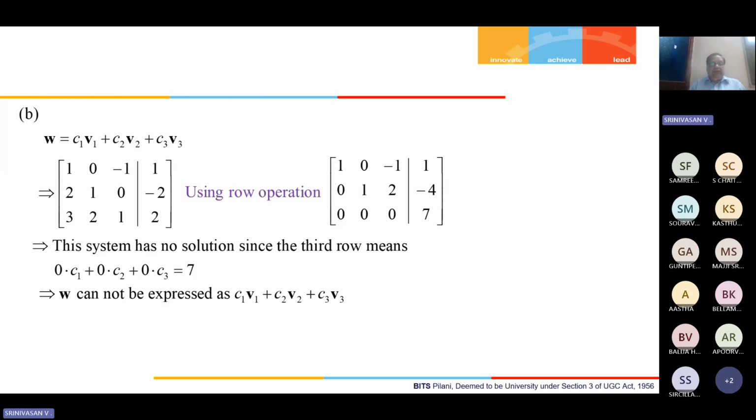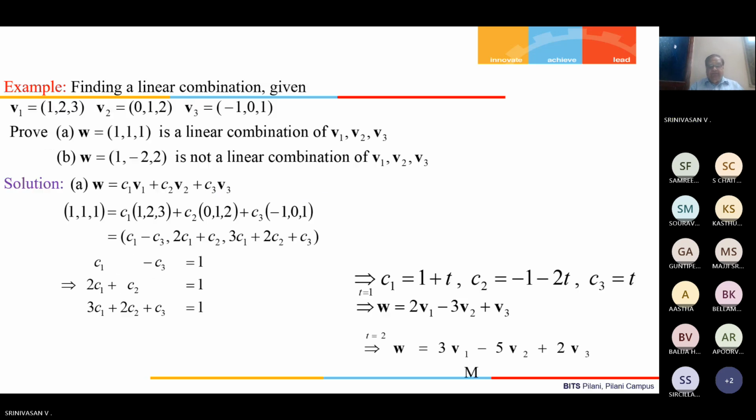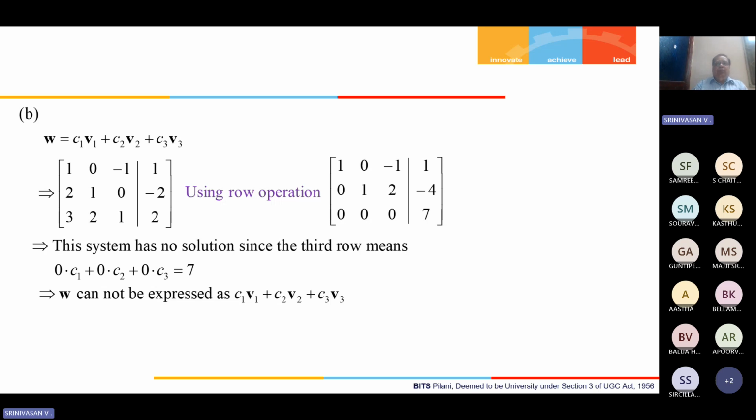Now, subdivision B. What is the question? Prove that W equal to (1, minus 2, 2) is not a linear combination of V1, V2, V3. Why is it so? Let's see now. Of course, we can do it by the other method also, as we have done in the previous one. Here one more method can also be adopted. That is, you can go for an augmented matrix.